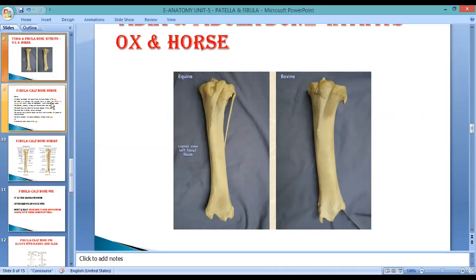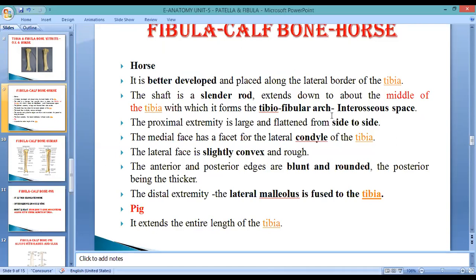There is only one space, so there is no indication of a proximal or distal interosseous space like in the radius and ulna. The proximal extremity is large, flattened from side to side. The medial face has a facet for the lateral condyle of the tibia, and the lateral face is slightly convex. Anterior and posterior borders are blunt, rounded, and the posterior wing is thicker. And the distal extremity: the lateral malleolus is fused with the tibia.